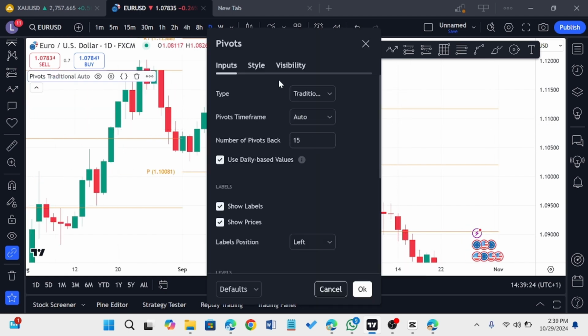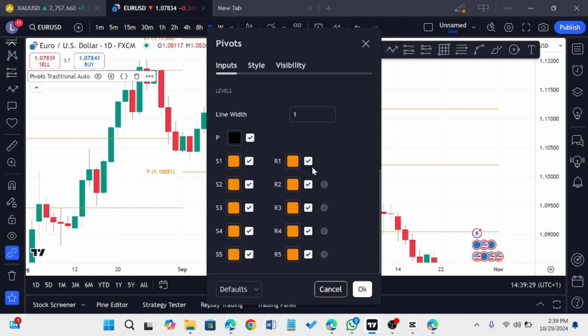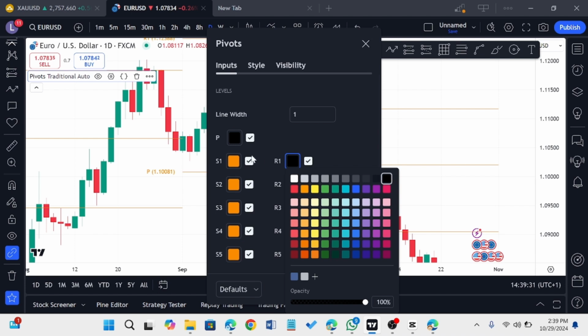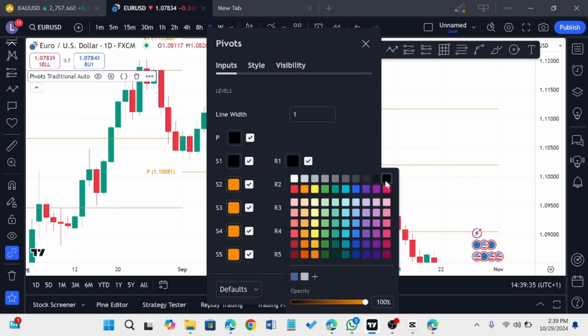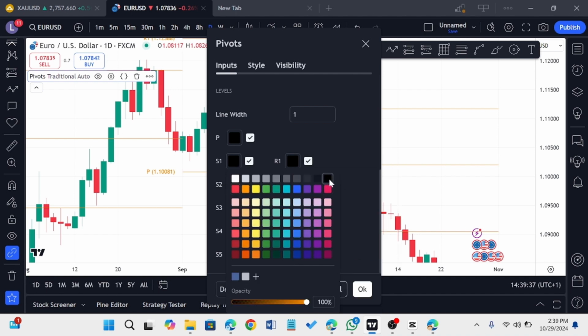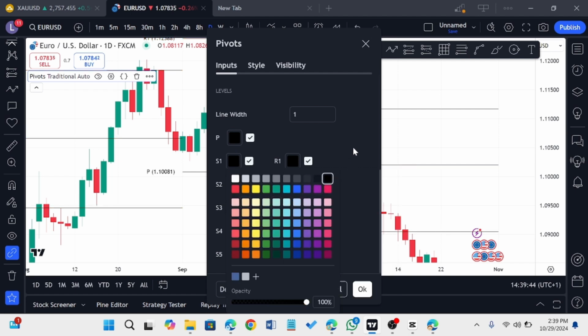Let me change the color to black. Okay. I think I should stop at R3 and S3. Right.